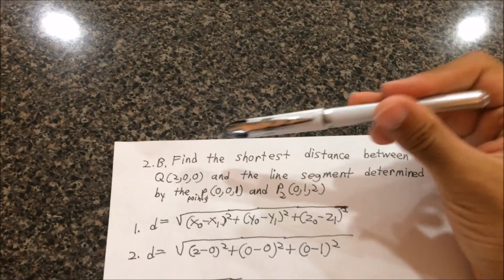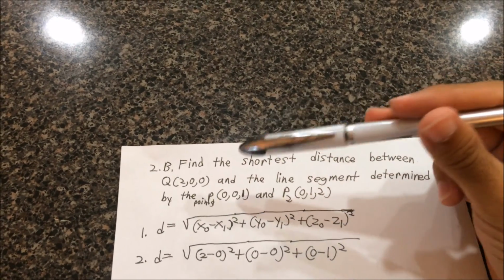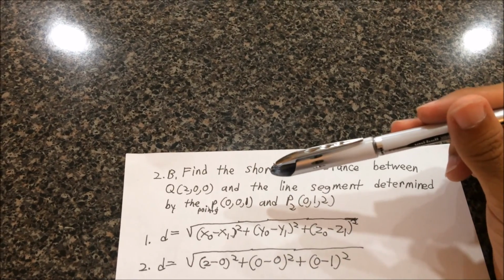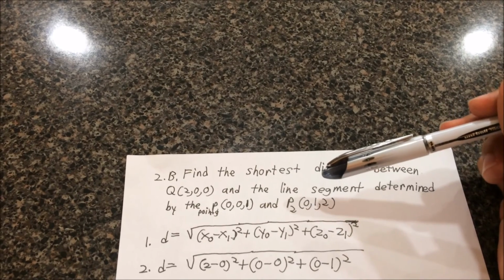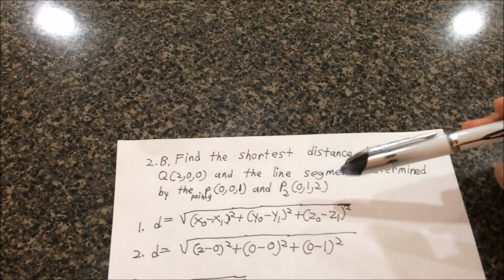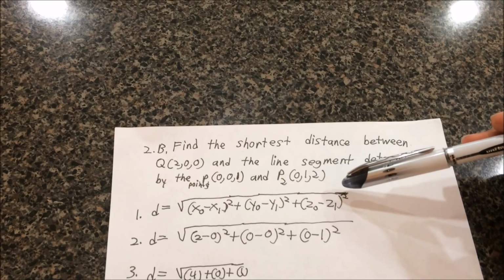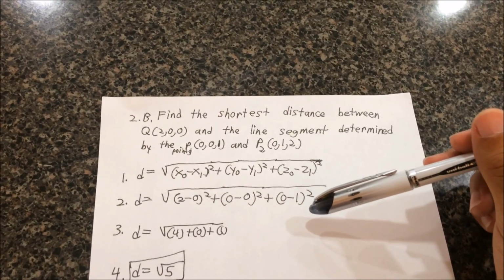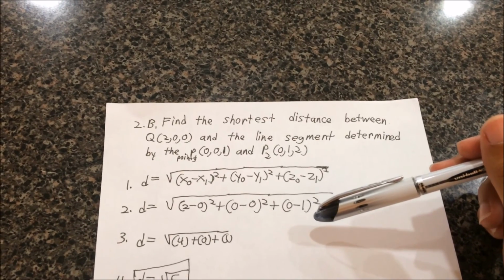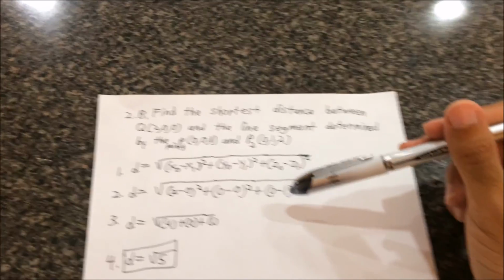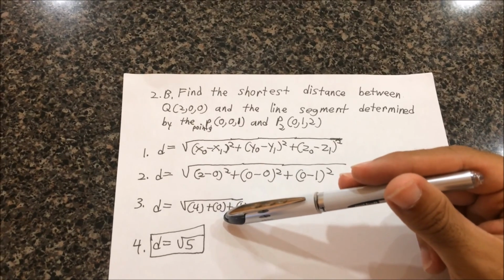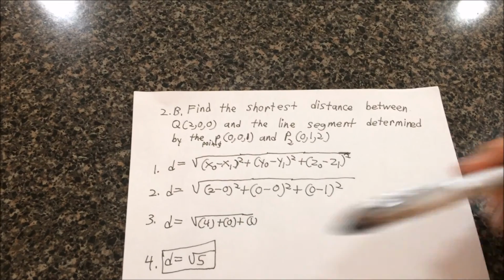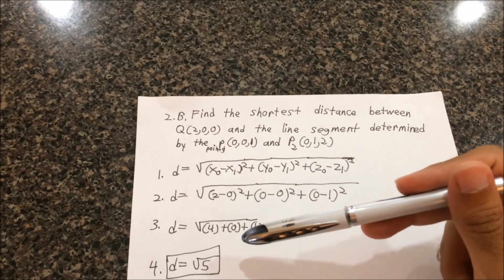How to find the shortest distance between Q and the line segment determined by the points P1 and P2. First, you must use the distance formula. Then you plug in your numbers. You must simplify the expression under the radical. Then you simplify further to get your answer, which is going to be the square root of 5. So the distance is just the square root of 5.